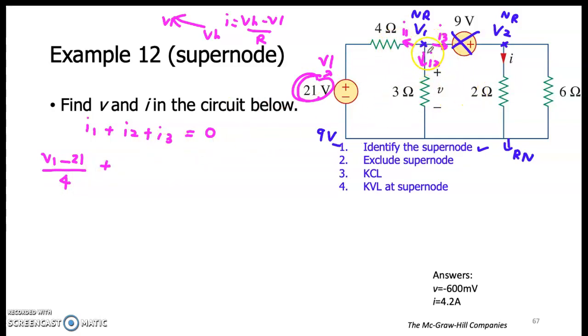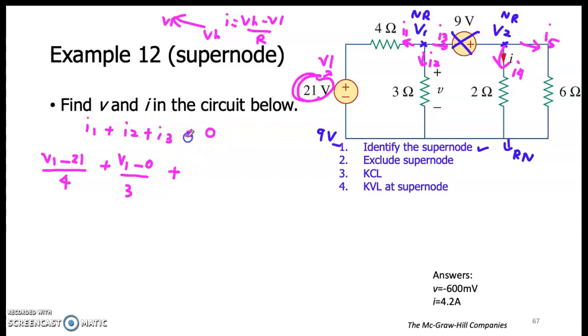Looking at the current I2, the V high is V1 minus the lower voltage, which is ground, divided by 3, plus I3. Now at the I3, you have these supernodes, right? So I'm going to exclude this one. And then what you need to do is see what is the current at this next here. So let's say we name here I4 and here I5.